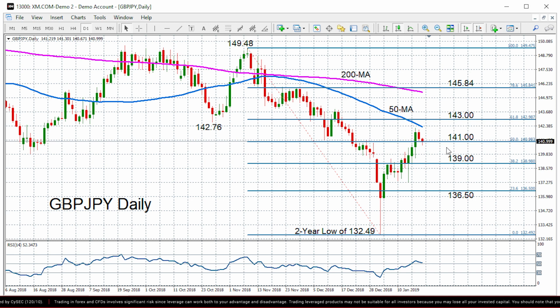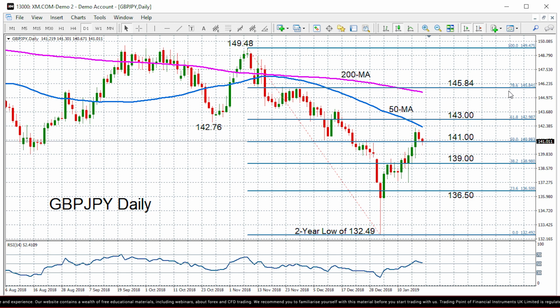However, if the pair was to resume its uptrend, it's likely to meet some resistance at the 50-day moving average, currently at 142.33. Clearing that hurdle would take the pair towards the 61.8% Fibonacci at 143, and then above that the focus would increasingly turn to the upside, and then the next key resistance above that would come from 145.84.